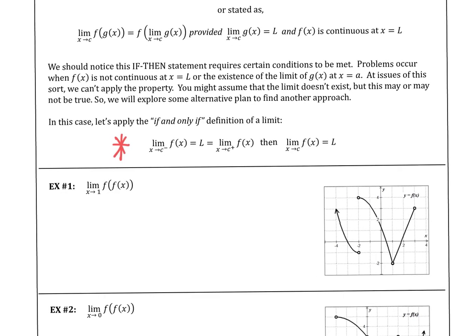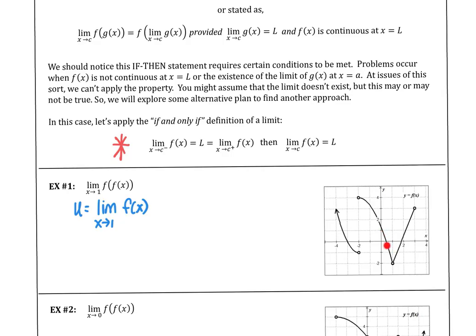So let's jump in with example 1. We want to find the limit as x approaches 1 of f of x. What I'm going to do first is call u the limit as x approaches 1 of f of x. I go over here and look at my diagram, and the limit as x approaches 1 from the left is going to -2, and as x approaches 1 from the right, it's going to -2.